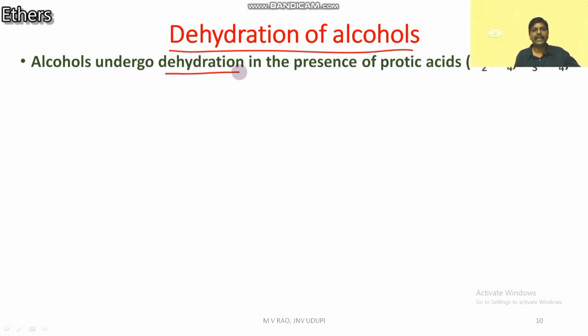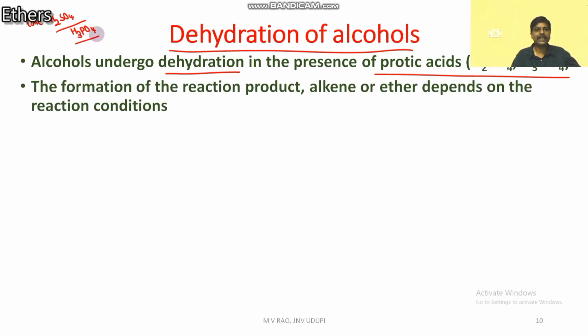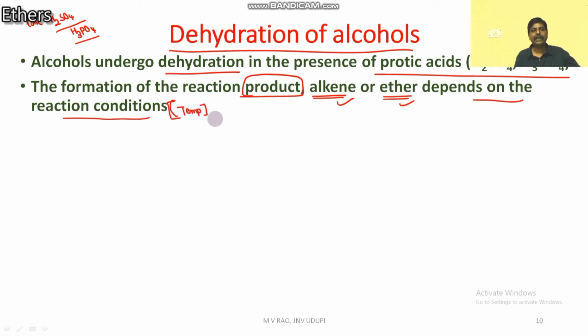Alcohols undergo dehydration in the presence of protic acids, that means concentrated H2SO4 and H3PO4, sulfuric acid and phosphoric acid. The reaction product may be alkene or ether. It depends on reaction conditions, that means temperature. At a lower temperature, ether will form. If temperature is high, alkene will form.